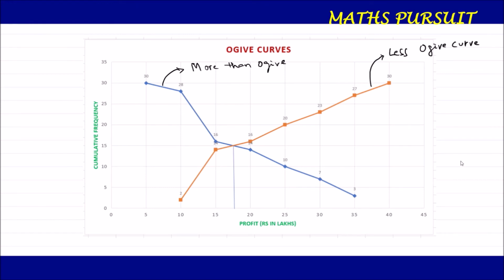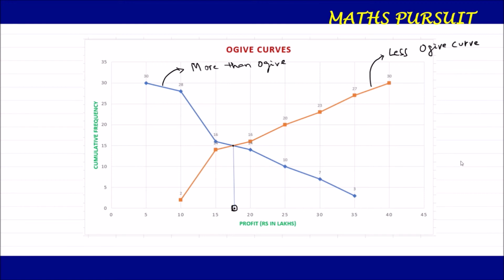Now guys, just focus here. At the point of intersection, where the less than and more than ogive curves intersect, if we draw a perpendicular line from this point to the x-axis, the point where it touches the x-axis is our median.